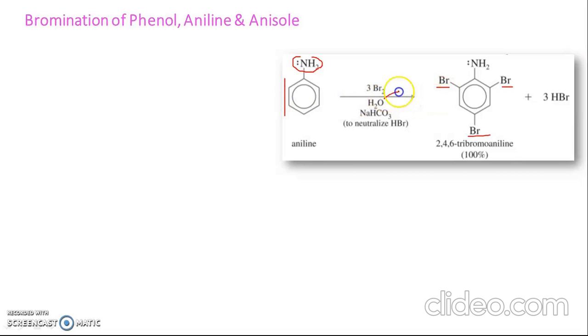Okay, so 3 Br2, and we are using it in water medium, and also we have to use NaHCO3 because here HBr will be the byproduct. You can see 3 Br2, that is 6 bromine atoms. So all the bromine atoms on the right hand side are balanced, and to neutralize this HBr, which is the side product, we have to use sodium bicarbonate. So if HBr is consumed, then only the reaction can move in the forward direction easily. Okay, so our product is 2,4,6 tribromoaniline.